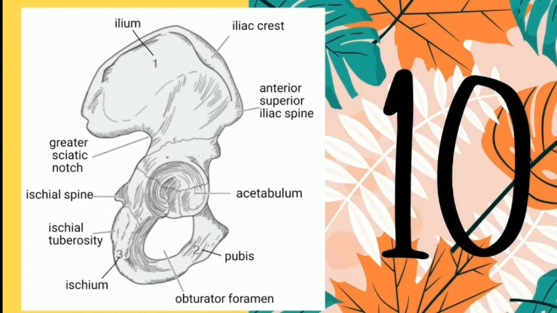For number 2, we have the pubis. Superior to the pubis, we have the acetabulum. We also have the obturator foramen. For number 3, we have the ischium. Superior to the ischium, we have the ischial tuberosity. And also, we have the ischial spine.